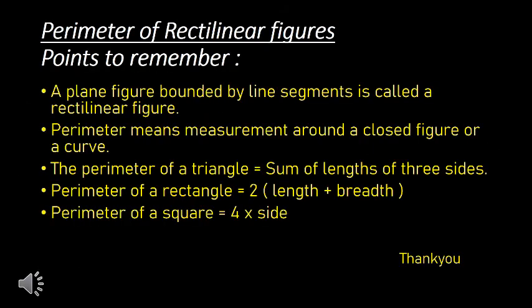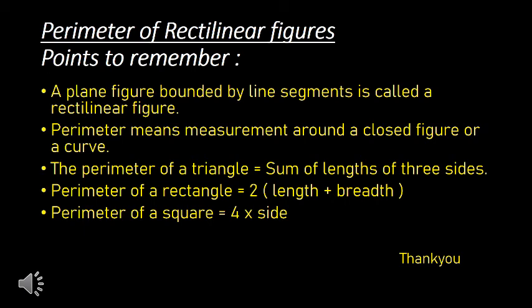Now, let us recall what we have studied till now. A plane figure bounded by line segments is called a rectilinear figure. Thus, each one of the figures, namely a triangle, a rectangle, a square, a pentagon, etc., is a rectilinear figure. Clearly, a circle is not a rectilinear figure. The sum of the lengths of all sides of a rectilinear figure is called its perimeter.